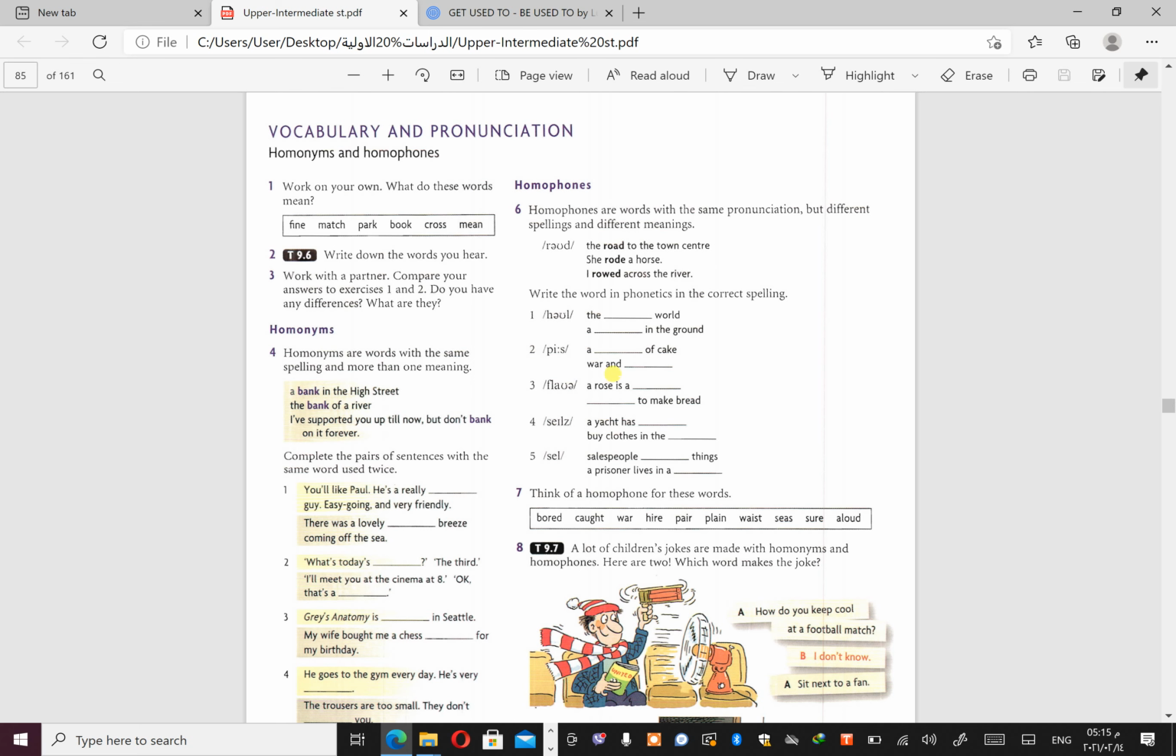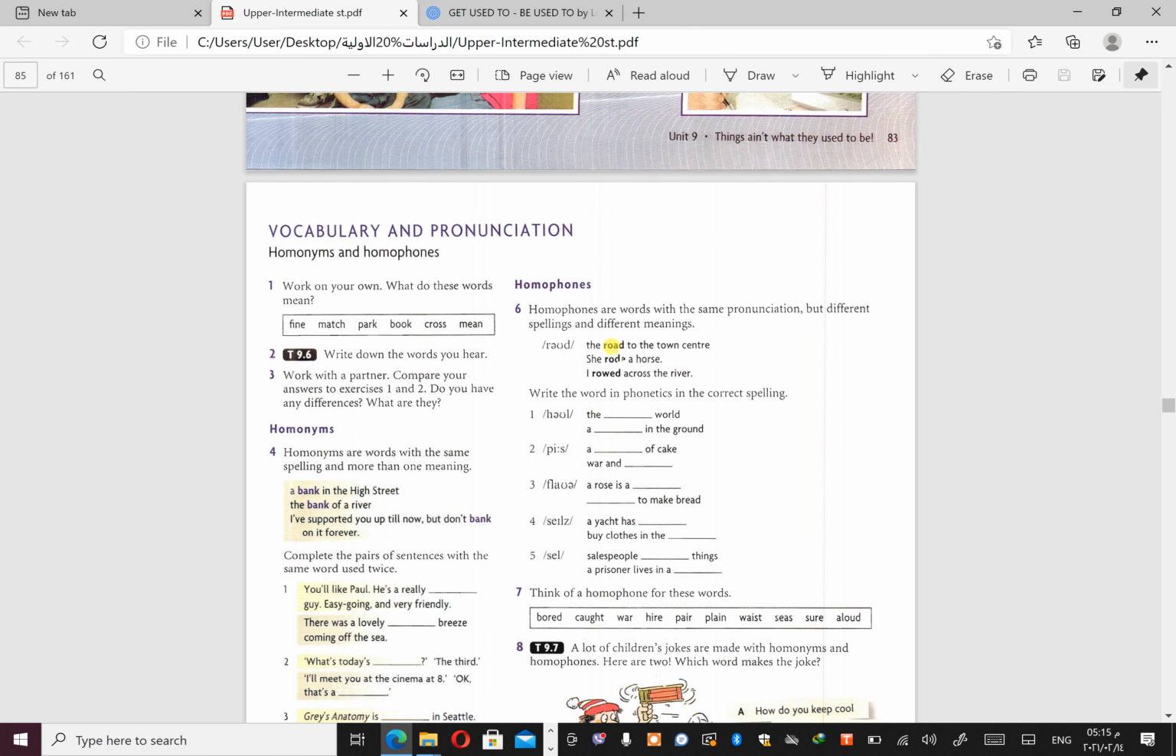Okay, here for example, if I say homophones: the road to the town center, or she rode a horse. Rode, how do we know? Okay, basically this is like ride a horse, اللي هو يركب حصان. Well, here rode, it is already rode, so we know.